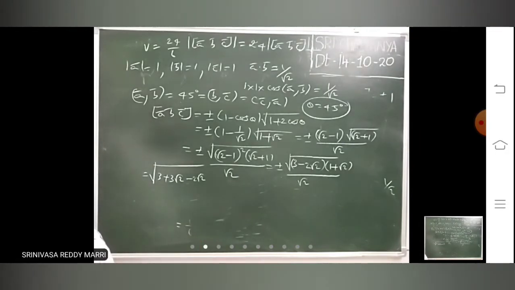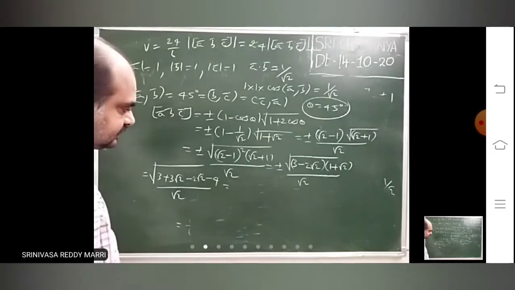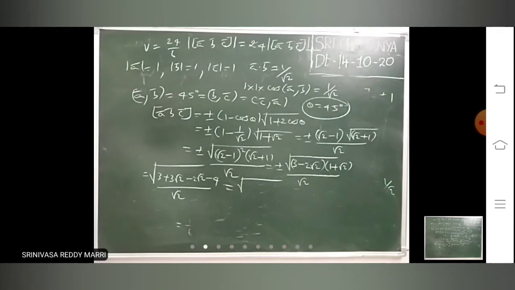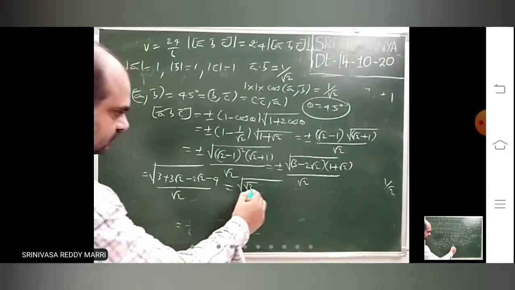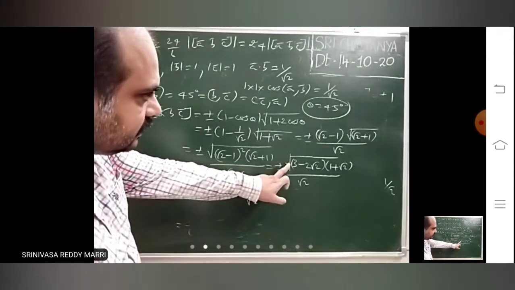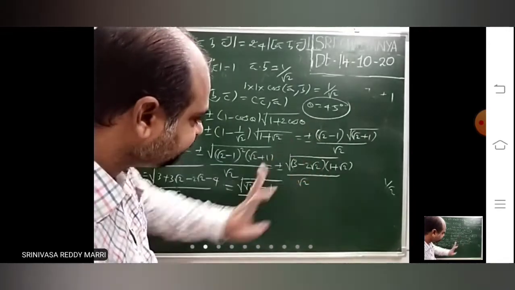So minus 2 root 2 minus 4 divided by root 2. This, so that means what you will get is root of root 2. So this is root 2 minus 1 divided by root 2. Like that, you can write like this or you can write like this also. If the answer is in this form, you have to simplify.